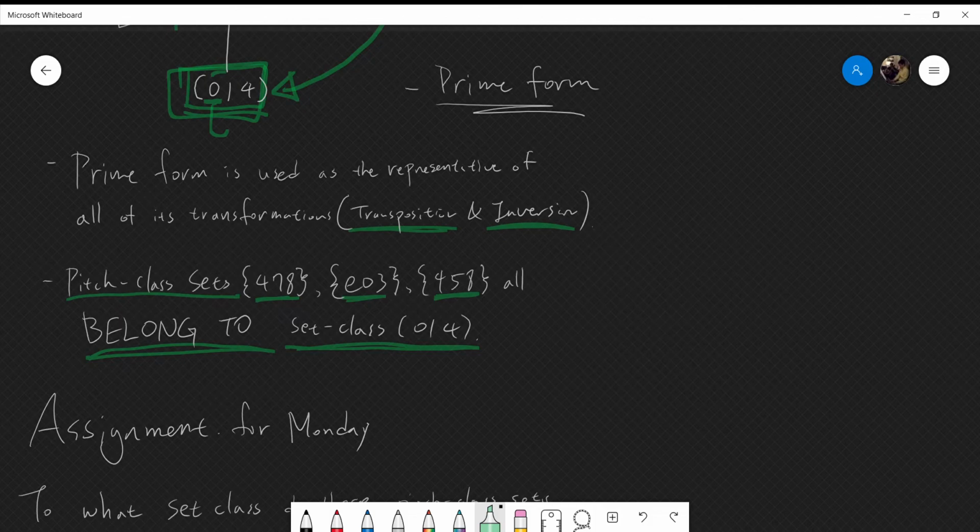Yeah, the prime form is used as a representative of all of its transformations, and that works as a group, a set class.